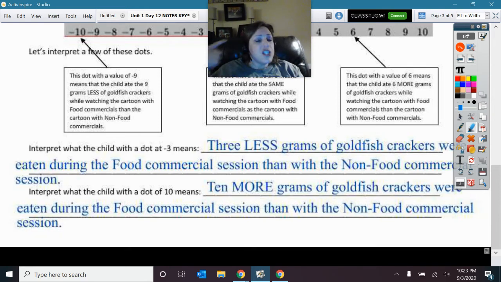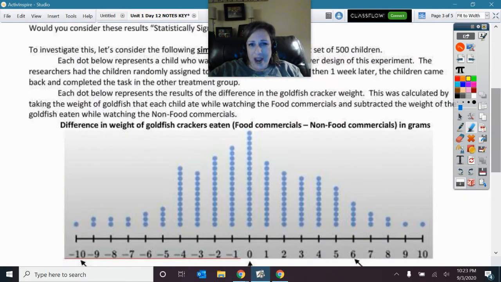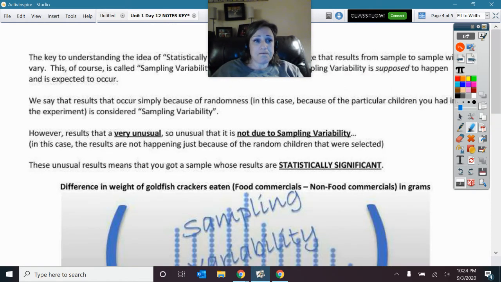All right. So now that you kind of have the general gist of what this graph is saying, now let's take a look at this graph and discuss which of these results are statistically significant. Some of these are just naturally going to happen. Some of them are, whoa, extreme. So let's take a look.